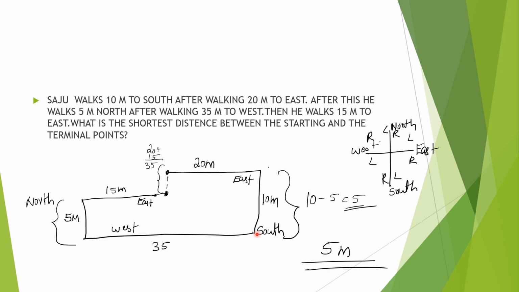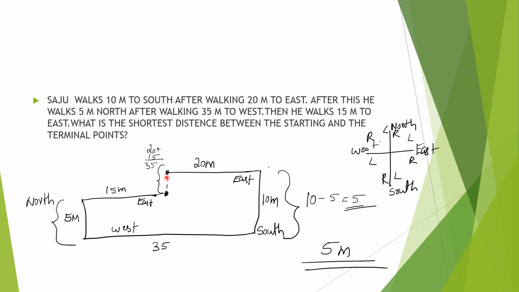After that, he walks 5 meters to north after walking 35 meters to west. After walking 35 meters to the west, he walked 5 meters to the north. Then he walks 50 meters to the east. So he reached here. Okay.